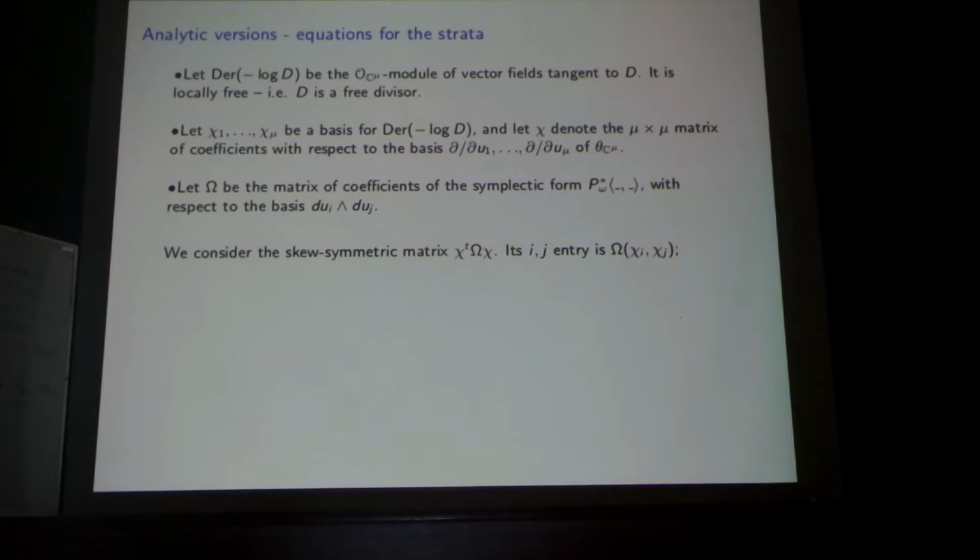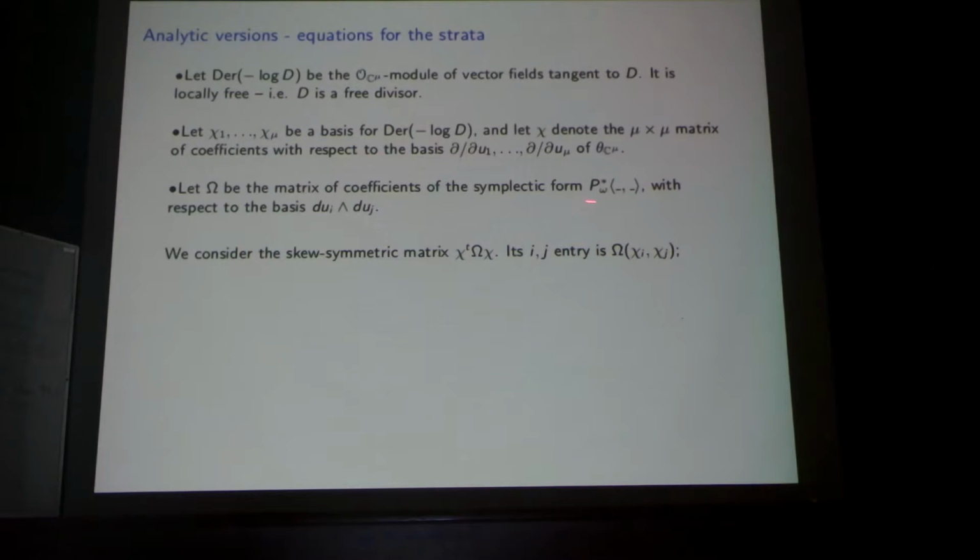Now, omega is the matrix of coefficients of the symplectic form. I had actually called this form capital Omega, but I'm just reminding you that this is the form we obtained by pulling back the intersection form over C^mu minus D and then extending it. This is a symplectic form on the whole of the base space, and I'm slightly changing my notation. Omega now is the skew-symmetric matrix of coefficients of this form with respect to the basis du_i wedge du_j.